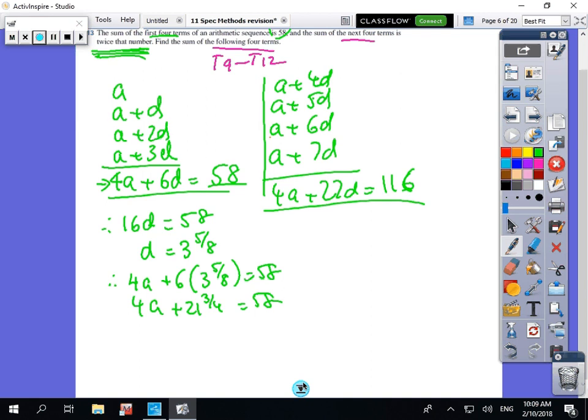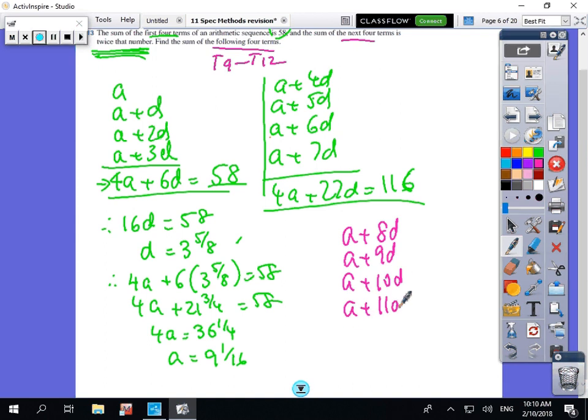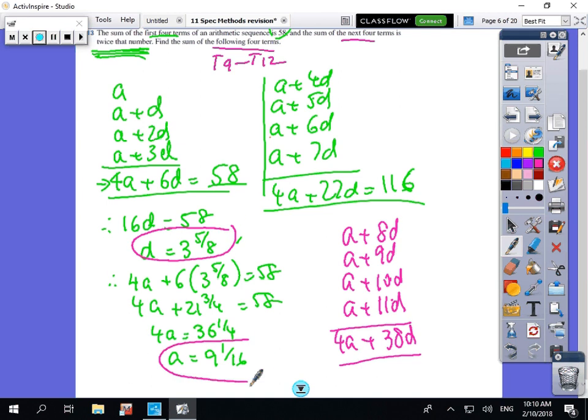Numbers aren't pretty. Subtract that number from 58. So 4A equals 36 and 1 quarter, and then divide by 4. So A equals 9 and 1/16. So now they've got A, and now they've got D. I would then find the sum of the next four terms. I won't worry about doing it, but you'll have to do A plus 8D, A plus 9D, A plus 10D, and A plus 11D. So you've got 4A plus 38D. So just use the D number and the A number, and then you'd finish it off. But that's the hard part done already. Okay, moving across.